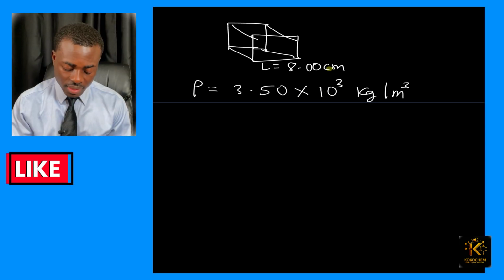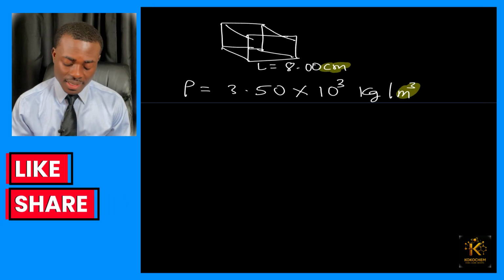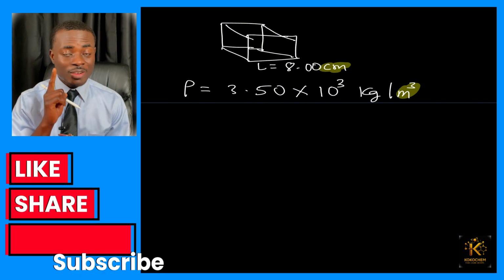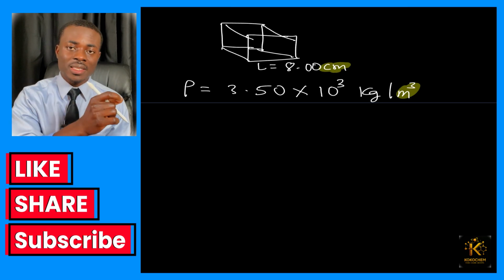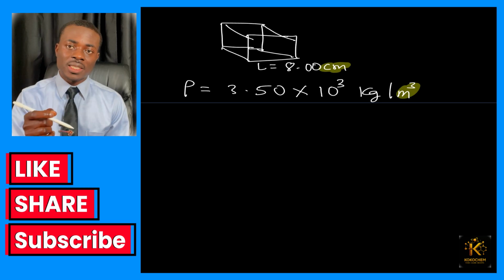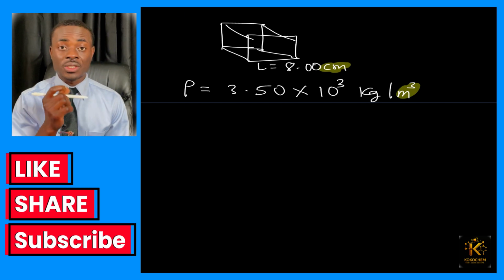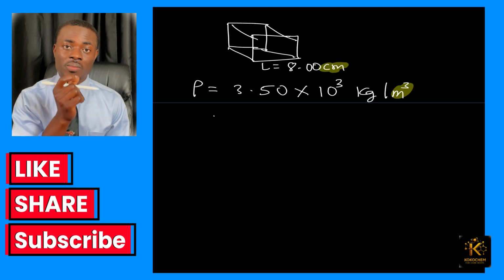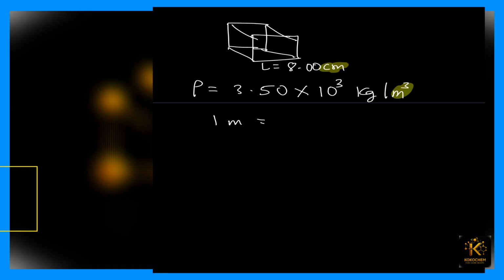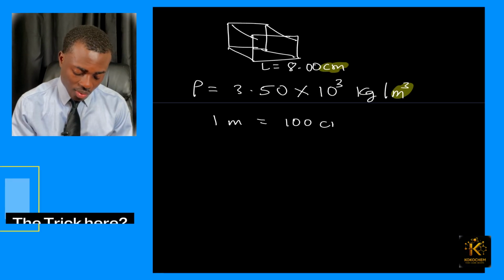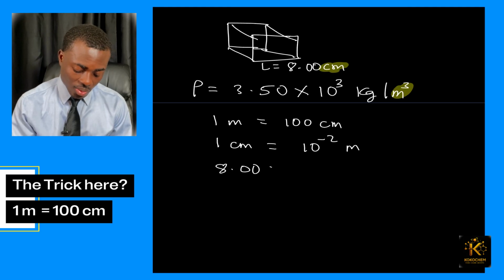Notice that the length is given in centimeters, but the density is in kilograms per meter cubed. So you have to remember that we must have the same unit. Either you convert centimeters to meters or meters to centimeters. In this question, for simplicity's sake, I'm going to convert from centimeters to meters. We know that 1 meter is equal to 100 centimeters. So the length, 8.00 centimeters, will be equal to 8 times 10 to the power negative 2 meters.